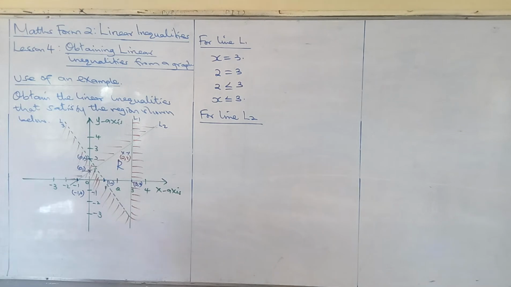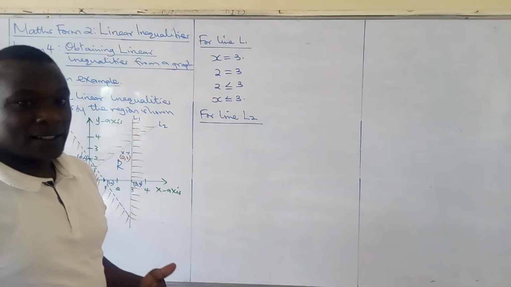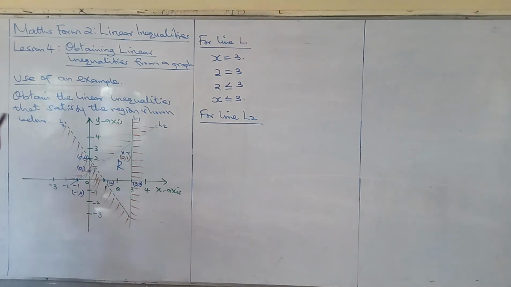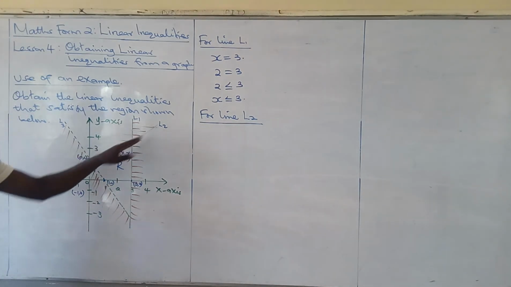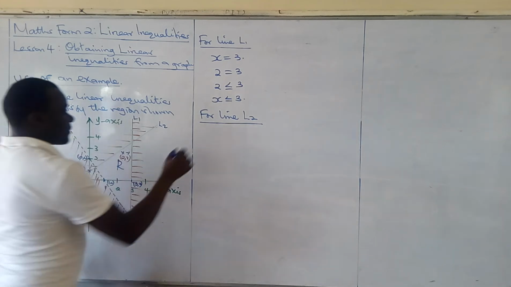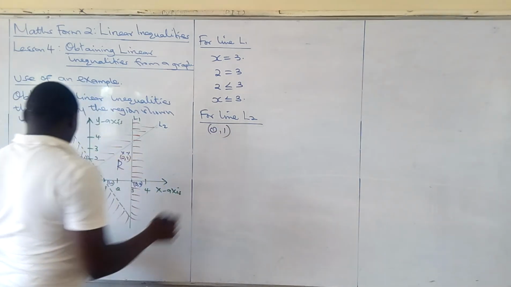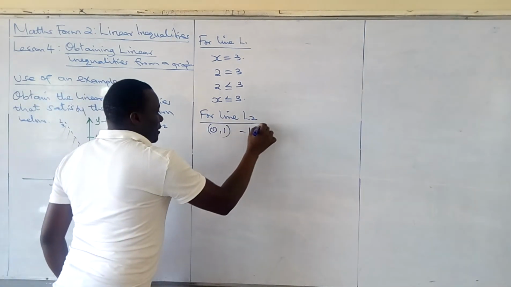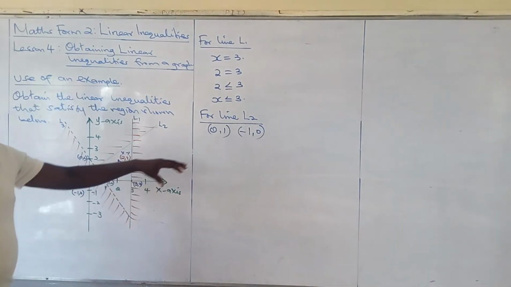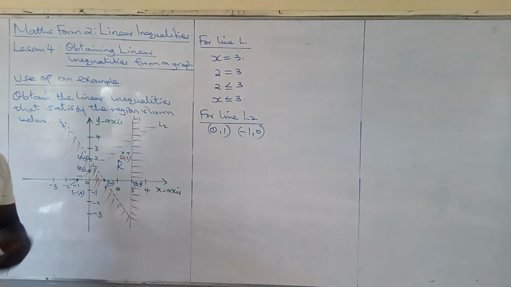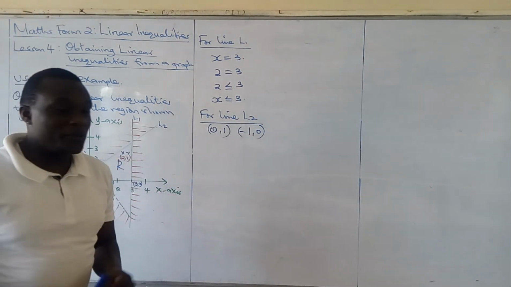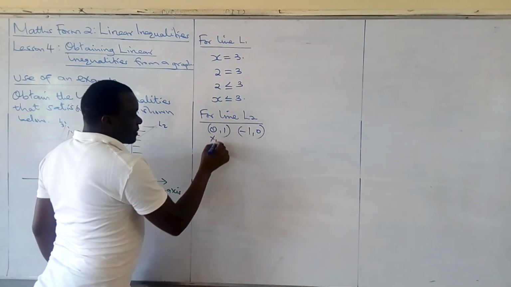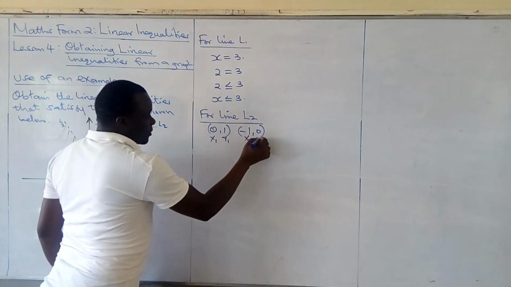Since L2 is neither parallel to any of these axes, we will now identify the 2 points. Line 2 is passing through 0, 1, and it is also passing through minus 1, 0. We know that if we are given these 2 points, we can obtain the gradient. Now we will apply the concept of gradient and the equation of a straight line. This point becomes x1, y1, and x2, y2.